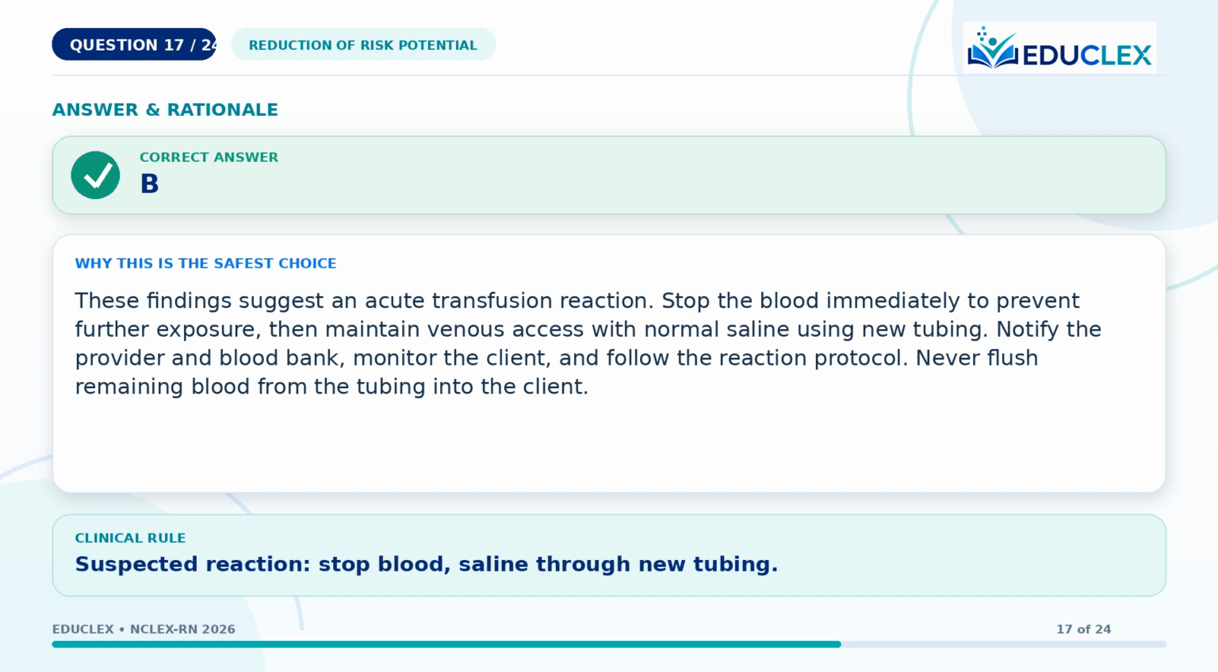The correct answer is B. These findings suggest an acute transfusion reaction. Stop the blood immediately to prevent further exposure, then maintain venous access with normal saline using new tubing. Notify the provider and blood bank, monitor the client, and follow the reaction protocol. Never flush remaining blood from the tubing into the client.